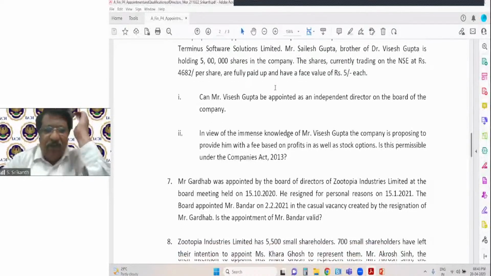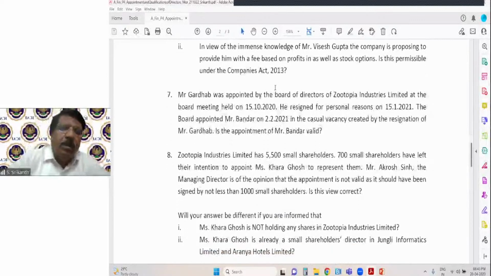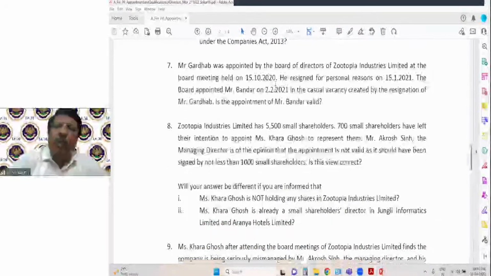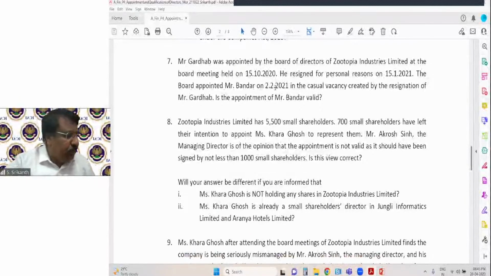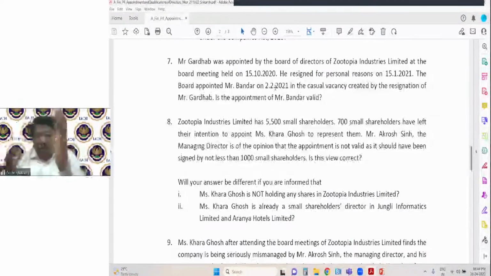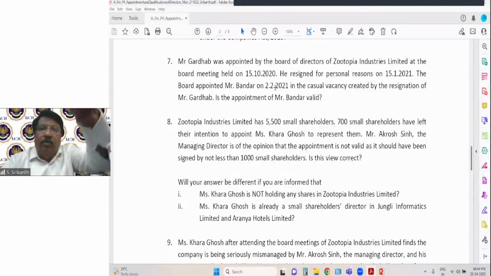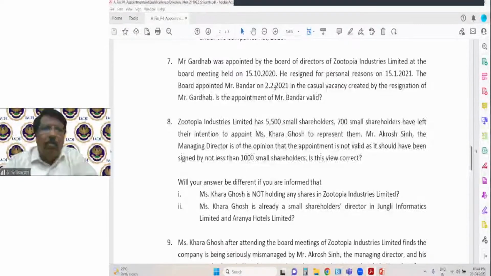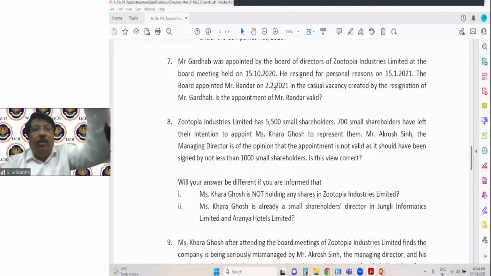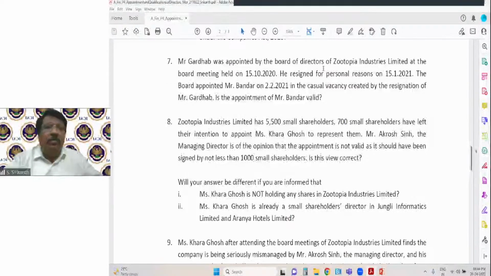Good. Okay, finally we come to Mr. Gardab. Mr. Gardab was appointed by the Board of Directors of Zootopia Industries Limited at the board meeting held on 15/10/2020. He resigned for personal reasons on 15/1/21. The board appointed Mr. Bandar on 2/2/21 in the casual vacancy created by the resignation of Mr. Gardab. Is the appointment of Mr. Bandar valid?